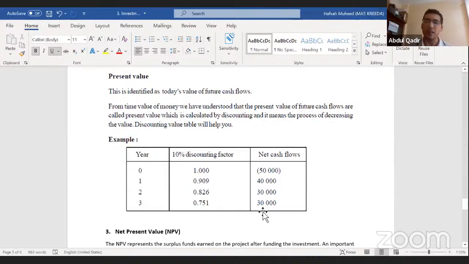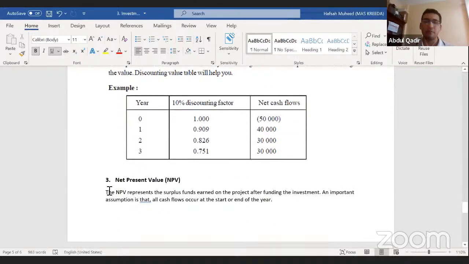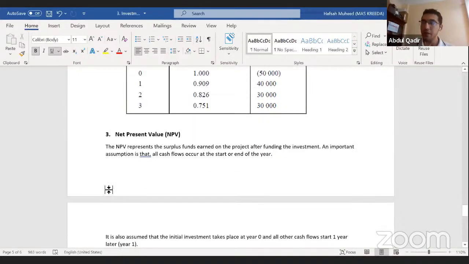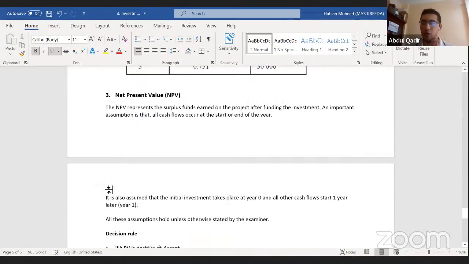What that means is, let's say you are expecting 30,000 rupees in year 3. Why are you discounting? Because the 30,000 you get in 3 years is not the same amount you would get today. So you discount it so that you can bring all the cash flows to one level, into a common period of time, so that you can compare it with other projects and other cash flows. Moving on, I will go into the NPV, which is the main method, and then we'll move on to the questions.